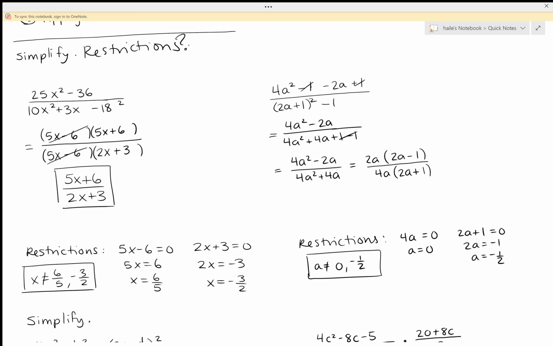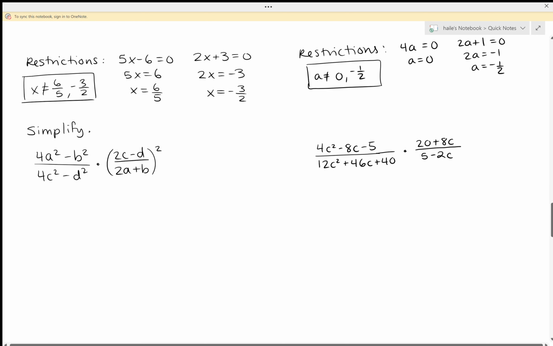So final step in this one, let's see if there are any common factors that we can cancel on the top and bottom. 2 and 4 share a common factor of 2, so we'll cancel 2 and 4 and be left with a 2, and the 2a's cancel as well. So our final answer for this one will be 2a minus 1 over 2 times 2a plus 1, which if you distribute the 2 back in will give us 2a minus 1 over 4a plus 2.